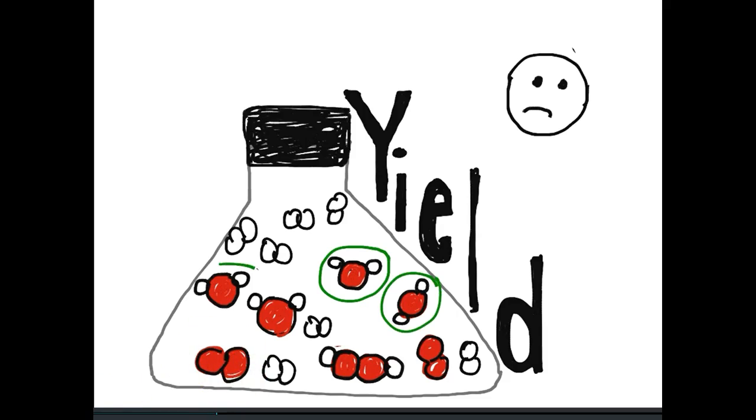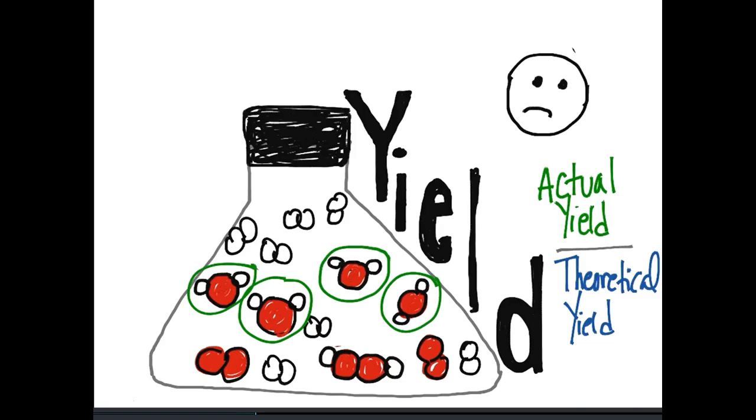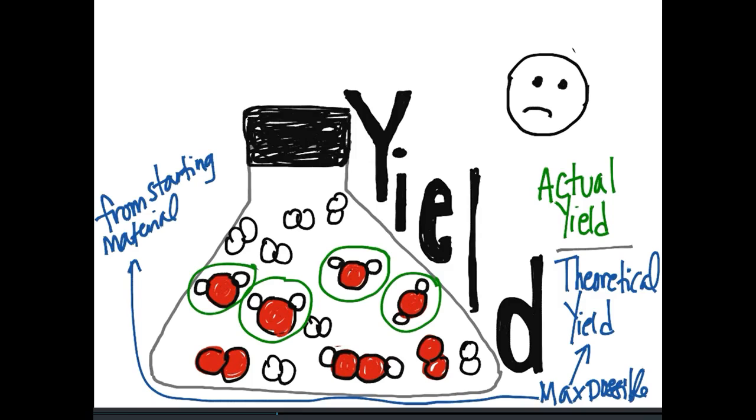So we're going to count the number of molecules we made. 1, 2, 3, 4. That's my actual yield. My actual yield in this case was 4 molecules. Now if we think about how many we could have made, the theoretical yield is the maximum possible yield from the starting material. So if we think about the starting material that we had, we have these oxygen molecules. So we're going to include the 4 we did make.